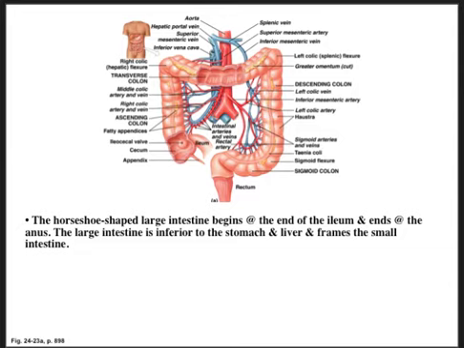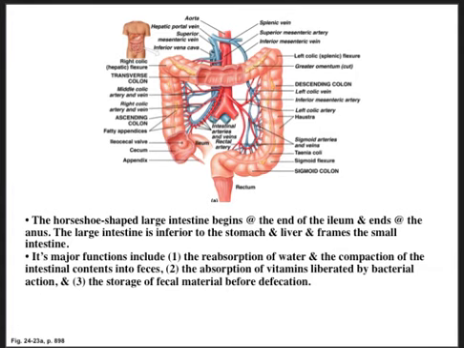It's a horseshoe-shaped organ that begins at the end of the ileum and ends at the anus. It's inferior to the stomach and the liver, and it frames the small intestine. Its primary job is to reabsorb water and to compact the intestinal contents into fecal material. It's also important in the absorption of vitamins that are liberated by bacterial activity, such as vitamin K, and it's involved in the storage of fecal material prior to defecation.